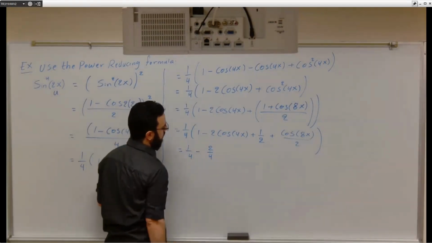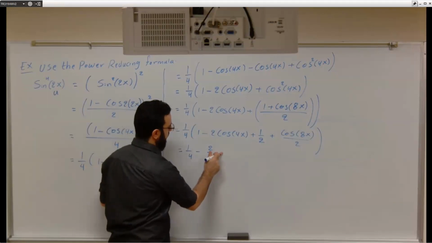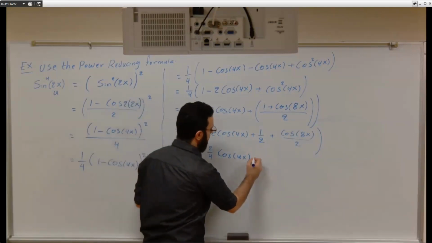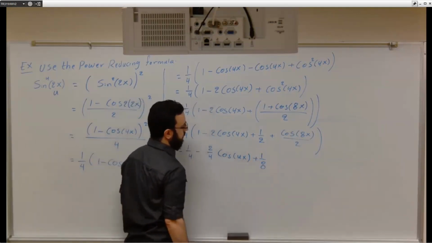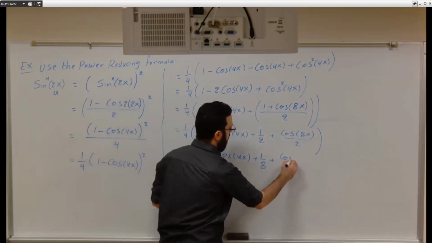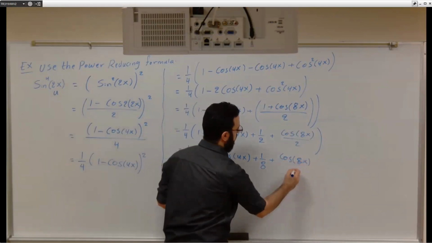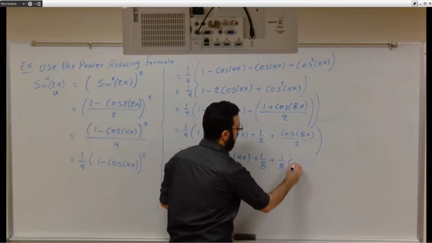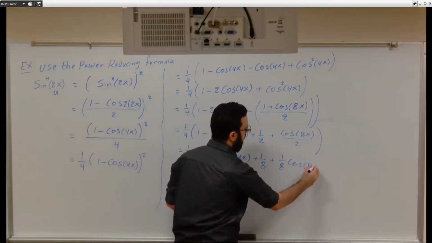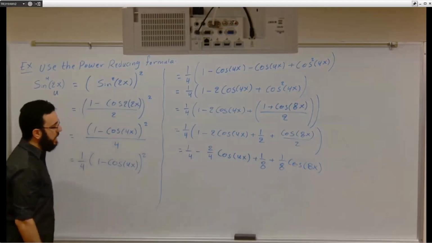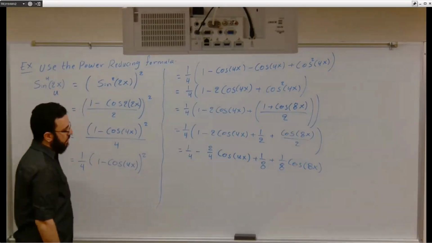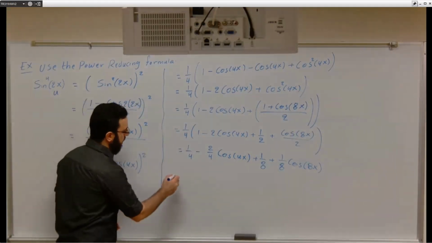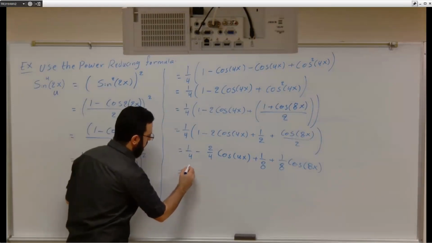2/4 cosine 4x. 1/4 times 1/2 goes to plus 1/8 cosine 8x. Now where are the like terms? This one and this one. Combine the like terms.